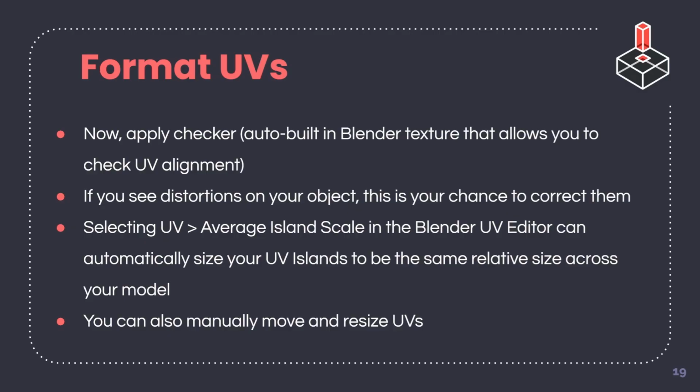Once you get into the texture painting and material design process, you're not going to be able to change your UVs easily anymore. You're going to select UV, average island scale in the Blender UV editor, and automatically size your UV islands to be the same relative size across your model. So there's reasons why you might not want to do this on a model where, I think on that human model we saw before, the face took up more of the texture map than anything else, even though it was a smaller part of the model, because the face is going to be somewhere that you want to have more detail and more quality.